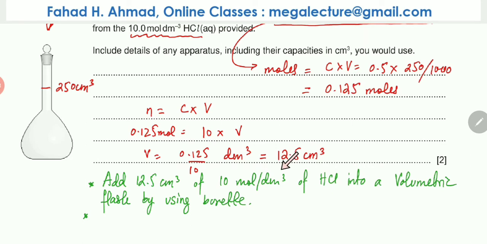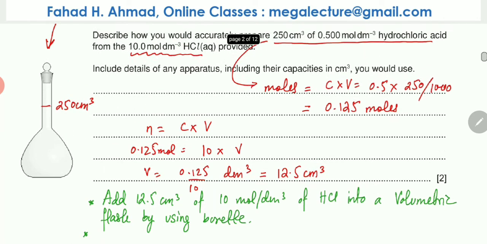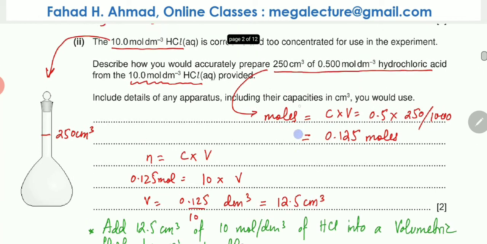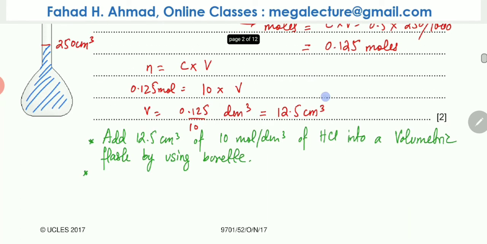Add 12.5 cm cube of 10 mole per dm cube of HCl into a volumetric flask by using a burette. The burette is very accurate, and remember, accuracy is very important. Now the next step is, once these many moles of HCl are in there, this has to be a 250 cm cube solution, because that was the volume of the solution. So what are you going to do? You're going to pour distilled water into this flask and make it up to the 250 cm cube mark. So that is the next step. And remember to use the word distilled water.